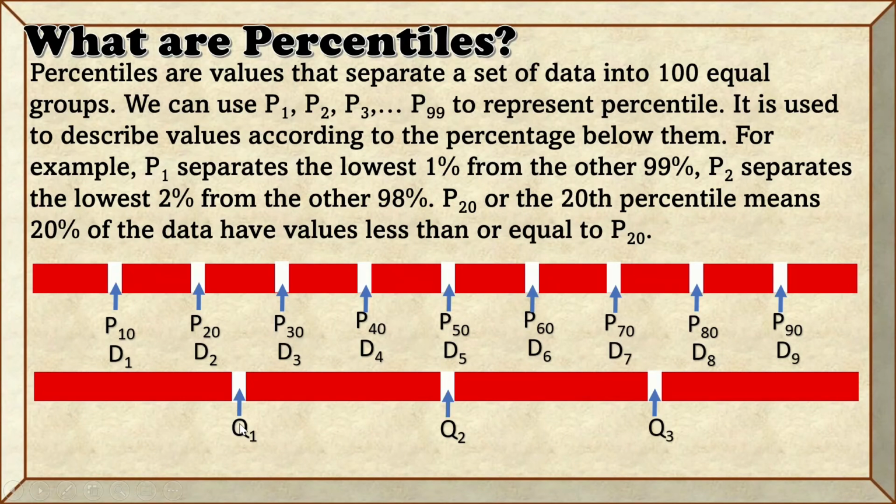The first quartile is equal to 25th percentile. And the second quartile is equal to 50th percentile. The second quartile, the fifth decile, and the 50th percentile have equal values. And the third quartile is equal to 75th percentile.